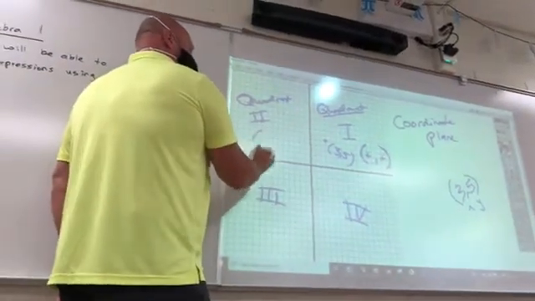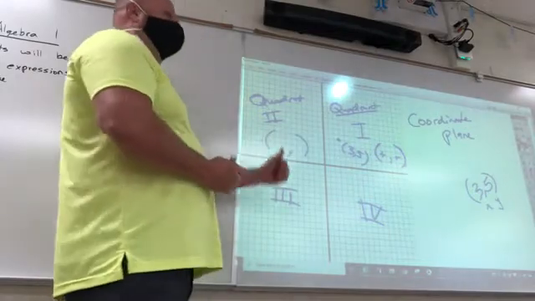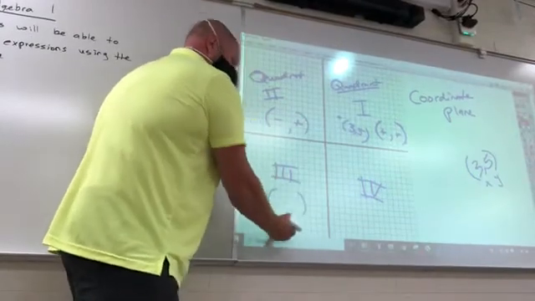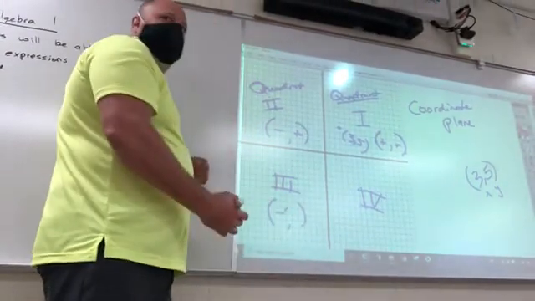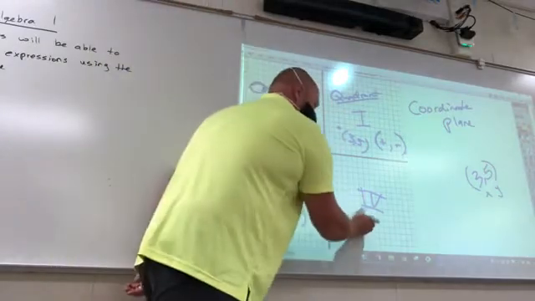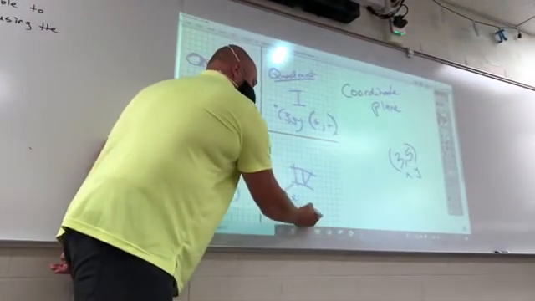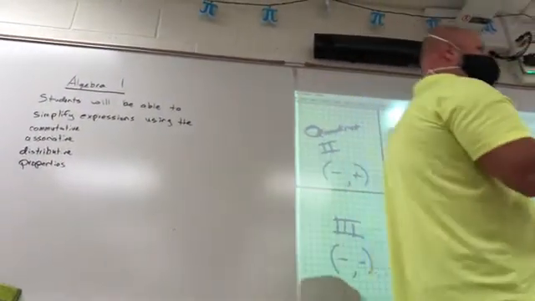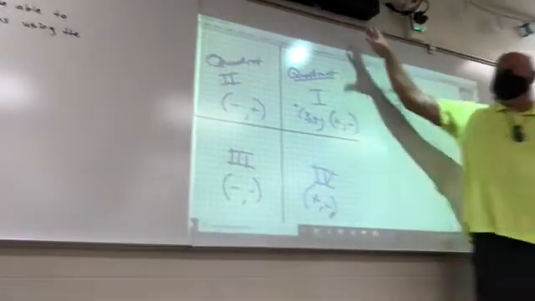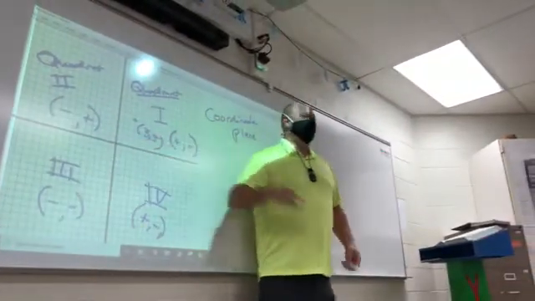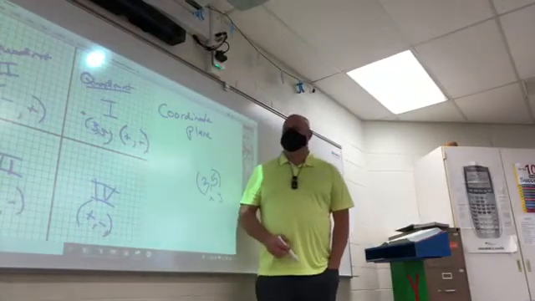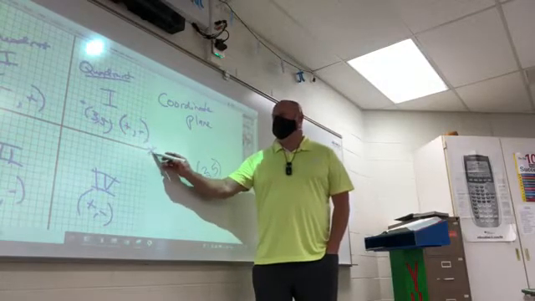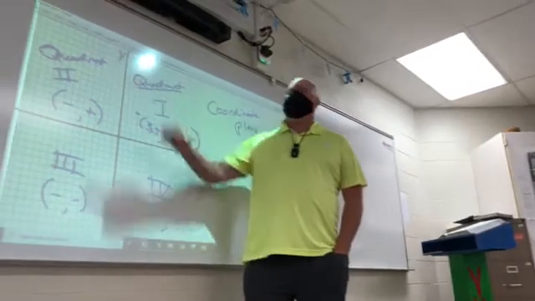What are all the points in quadrant 2? Negative x, but a positive y. All the points in quadrant 3? Negative x, negative y. And quadrant 4? Positive x, negative y. Easy enough? So far, coordinate plane, we know what that is, right? That's basically the big graph. We put an x and a y axis on there. Which axis is the x-axis? Horizontal. This is the x-axis. This is the y-axis, right?